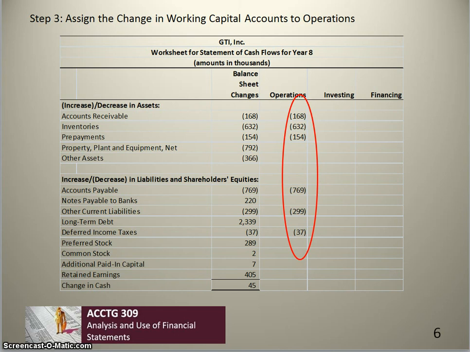So the first step is to assign the changes in the working capital accounts to operations. So all the changes in accounts receivable, inventories, prepayments, accounts payable, and other current liabilities are assigned to operations. And in this case, because we were told to in the information provided in the problem, we also assigned the change in deferred income taxes to operations as well.